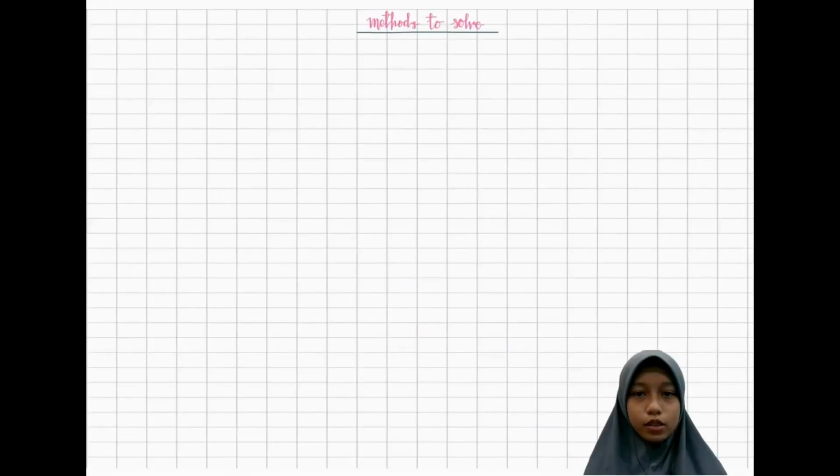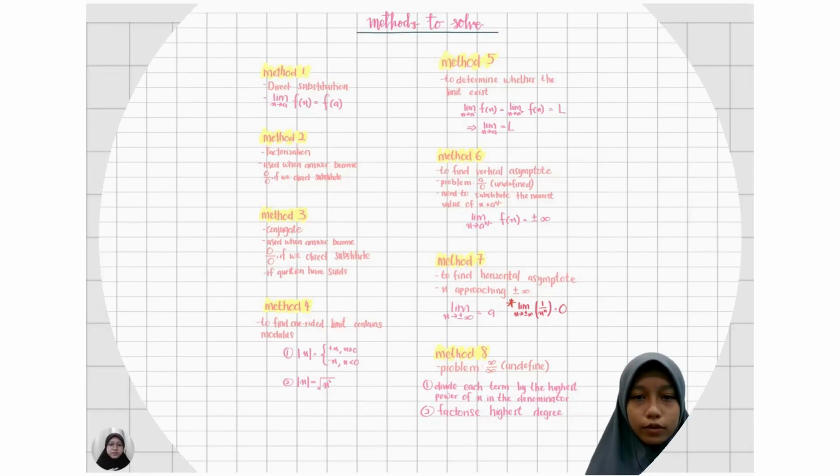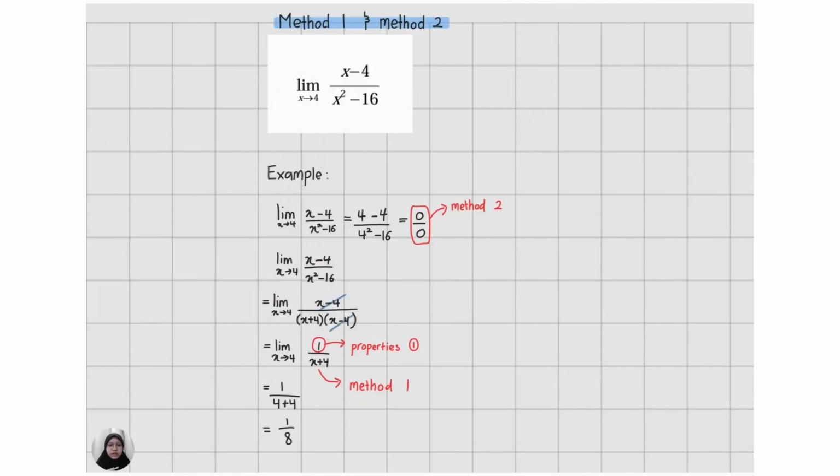So there are several methods to solve the limits. There are 8 methods: method 1, direct substitution; method 2, factorization; method 3, conjugate; method 4, to find one-sided limit; method 5, to determine whether the limit exists or not; method 6, to find the vertical asymptote; method 7, to find the horizontal asymptote; and method 8 is the problem when infinity is divided by infinity.